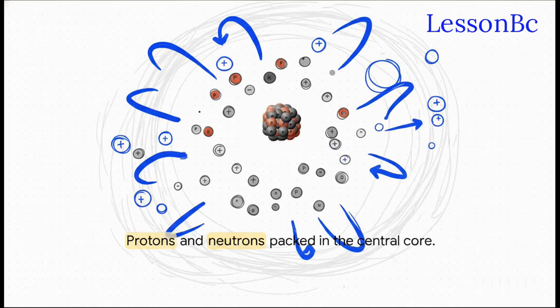It is honestly incredible just how packed everything is down there. At the absolute center of an atom lies the nucleus, and this contains your positively charged protons and your uncharged neutrons. Almost all the mass of an entire atom is concentrated right here in this super dense core.